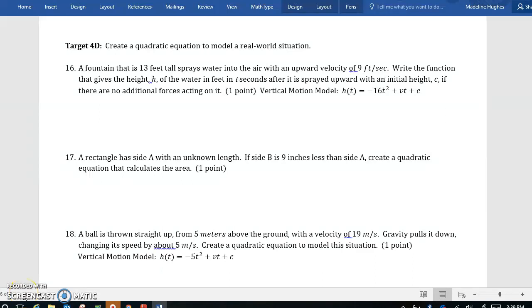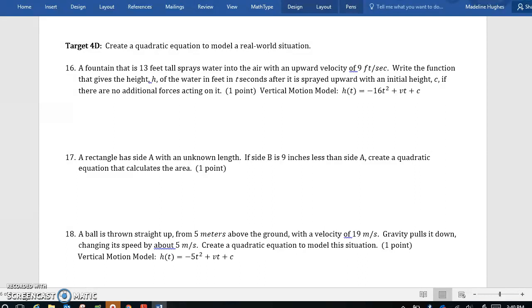Hi guys, welcome back. Today we're going to look at key concept 4, target 4D, the last video. Number 16 says, a fountain that is 13 feet tall sprays water into the air with an upward velocity of 9 feet per second. Write the function that gives the height h of the water in feet in t seconds after it is sprayed upward with an initial height c.